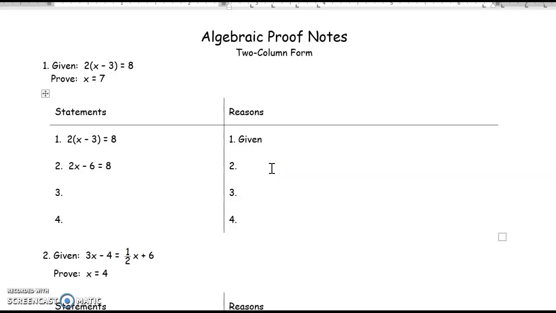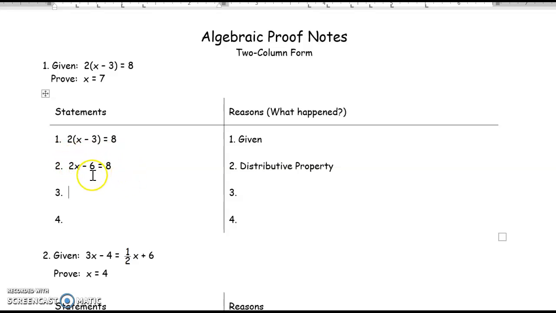Now what did I just do? What happened? Well, we distributed. I'll say this is the distributive property. Okay? We distributed the 2. Now the next thing I'd want to do is add 6 to both sides.